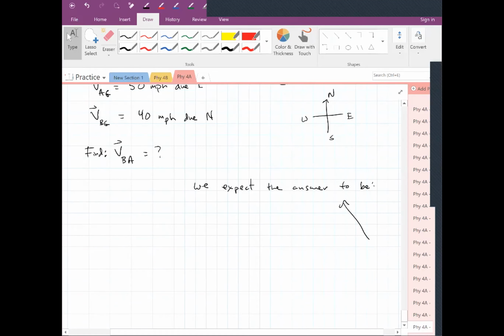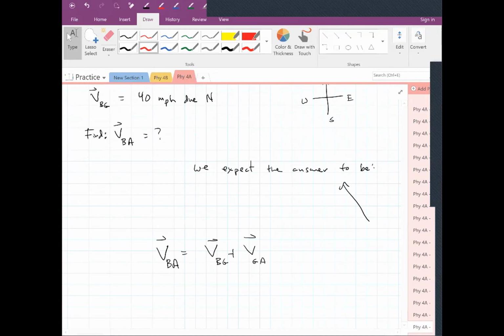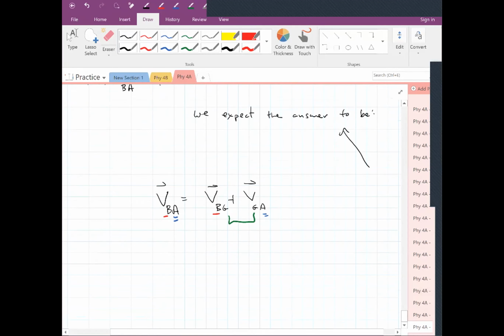So our formula, the velocity of B with respect to A, that's what we want. Our formula tells us it's the velocity of B with respect to the ground plus the velocity of the ground with respect to A, right? The first subscript has to be the same. The last subscript has to be the same. The two in the middle have to be the same. So this is our formula. So let's start doing it. The velocity of B with respect to the ground, that's given.